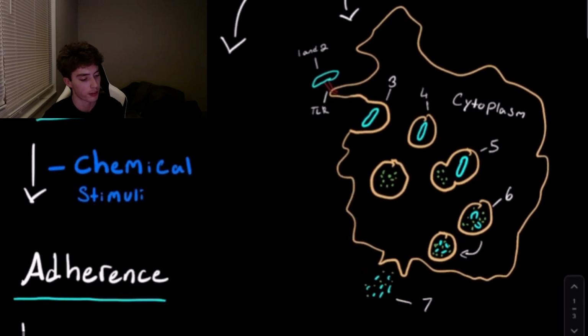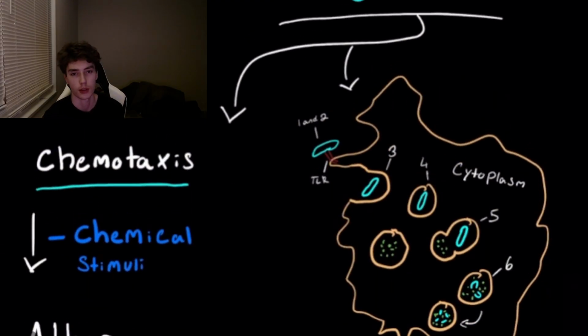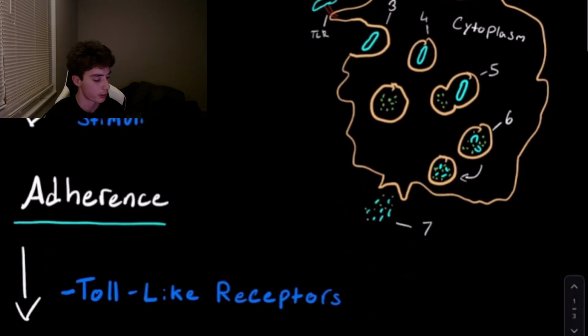So the first step in phagocytosis, what really gets things started, is chemotaxis, so the attraction to chemical stimuli. This is something that phagocytes rely on, and this could be through C5a, C3a, I believe, cytokines, stuff like that. So anything that will attract the phagocyte through chemical stimuli is what gets this process of phagocytosis started. And then the next step would be adherence.